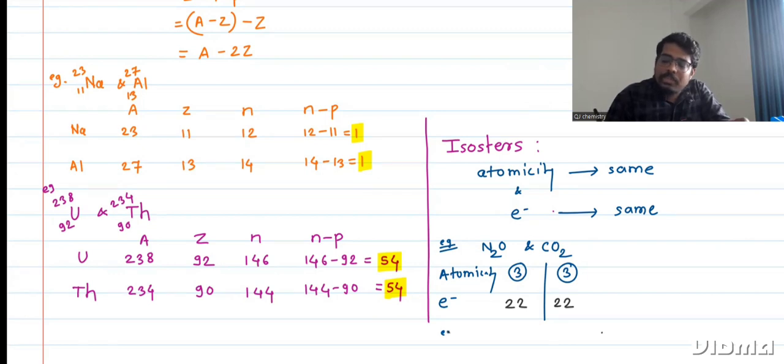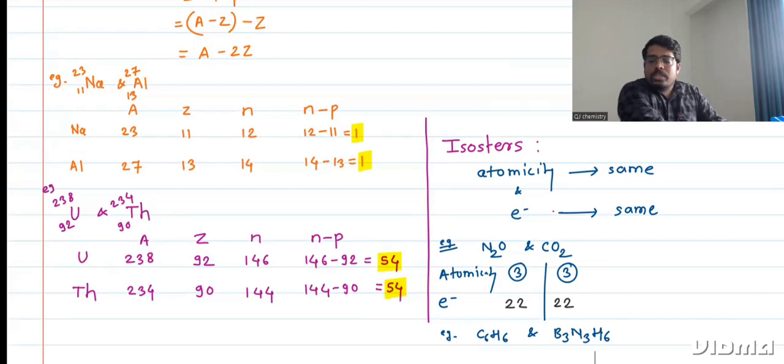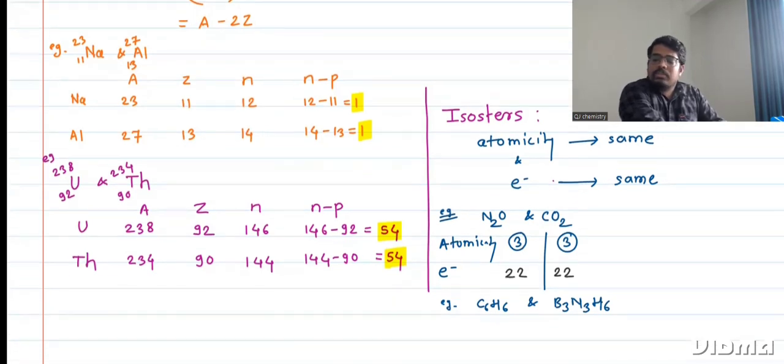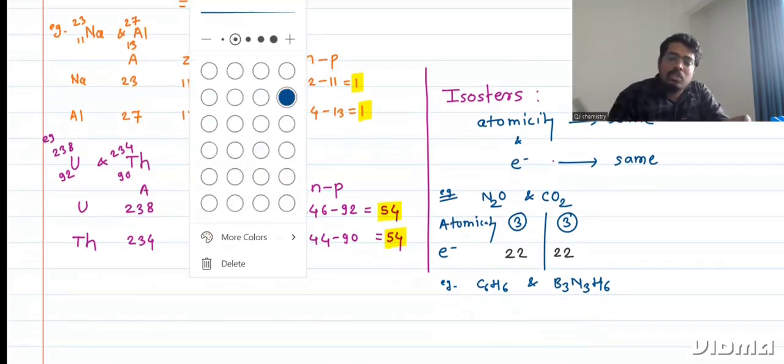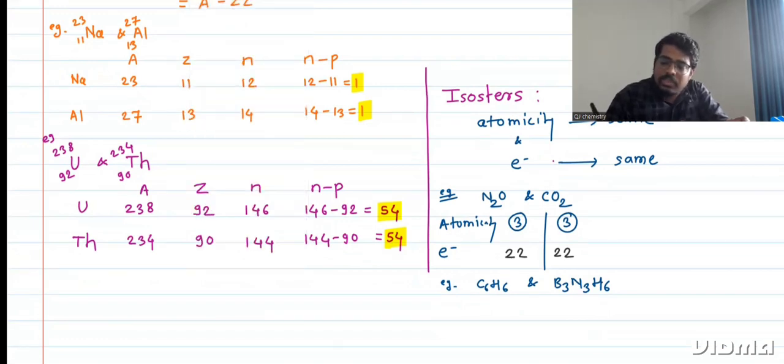Now the next example: benzene and B3N3H6. So benzene and B3N3H6. Here also we look at the atomicity. So first calculate the value of atomicity. Atomicity is 6 plus 6, 12. 12 atoms are there in benzene.